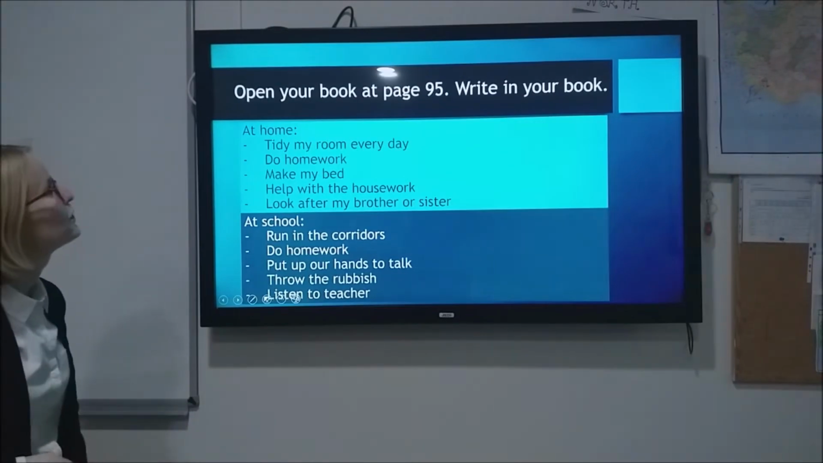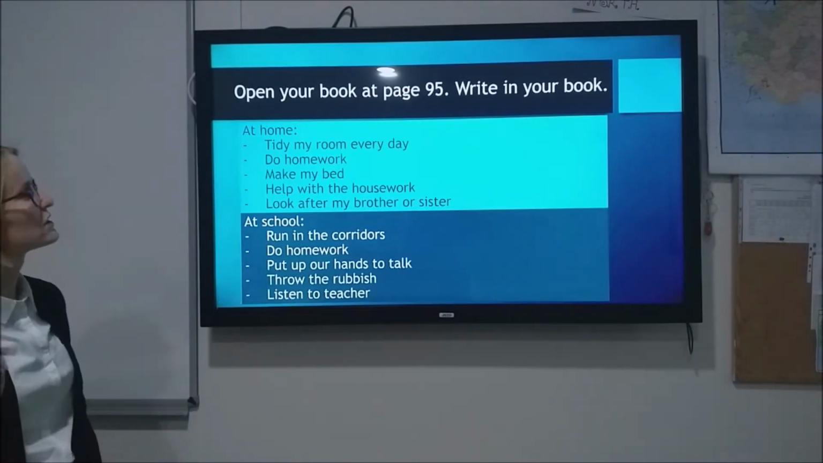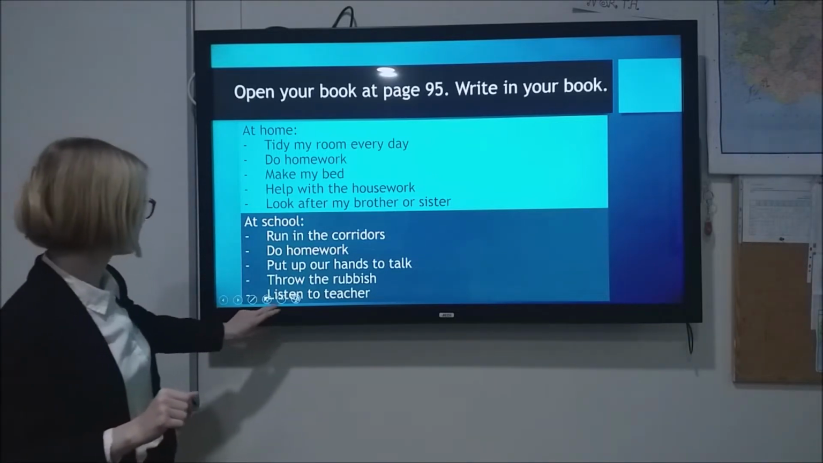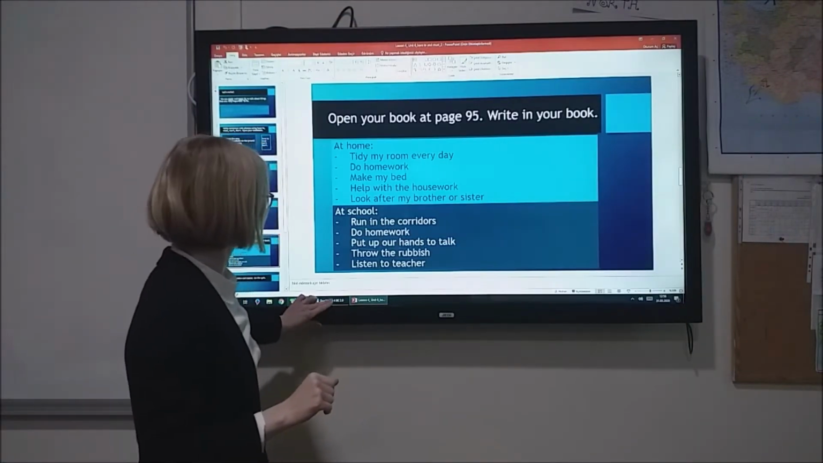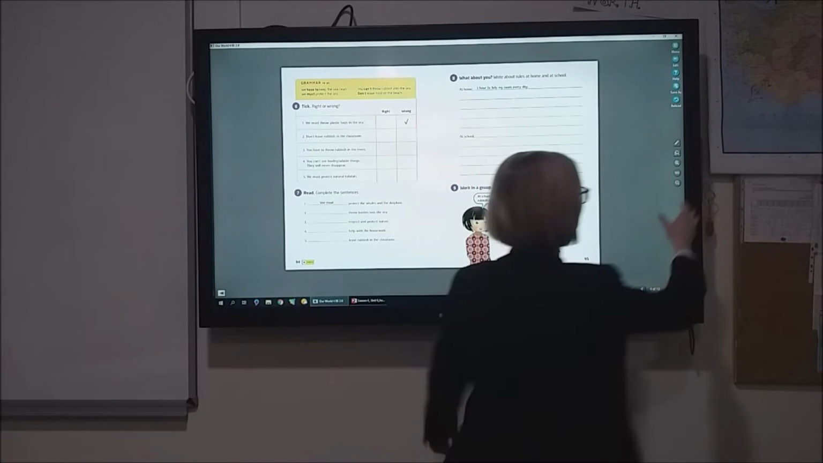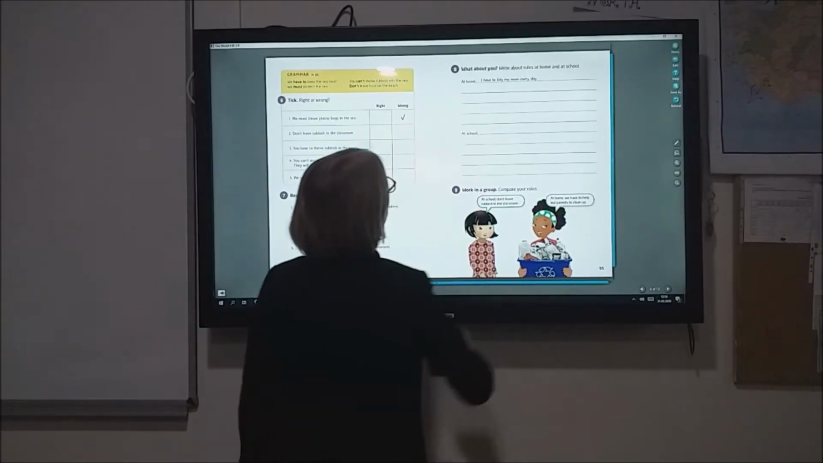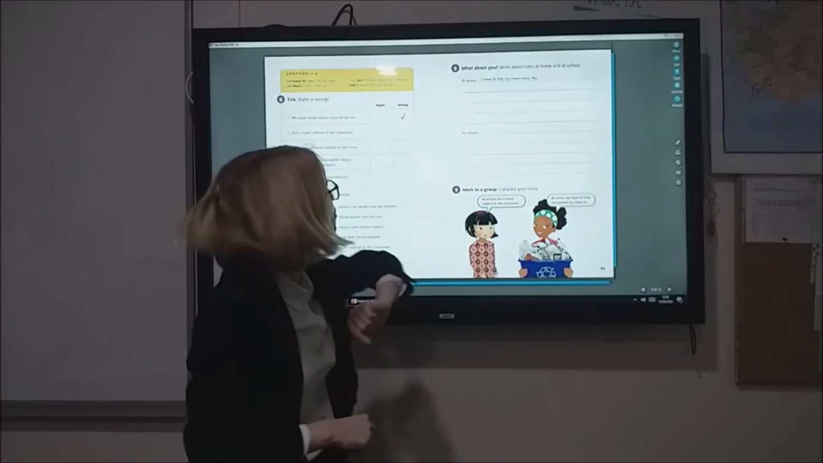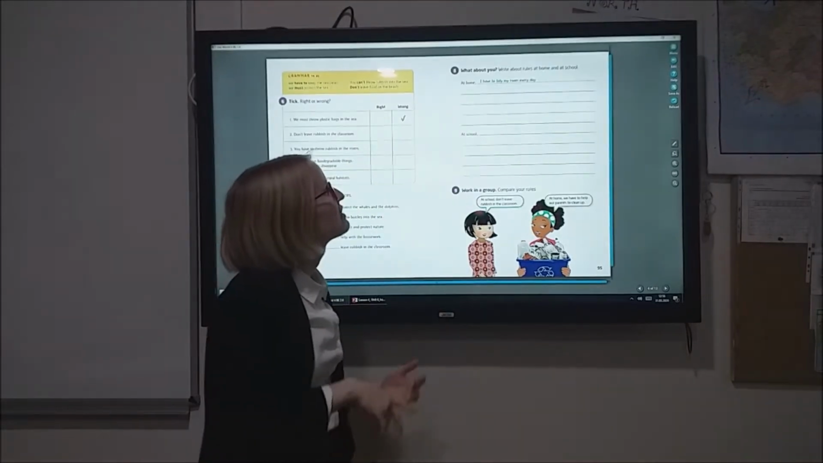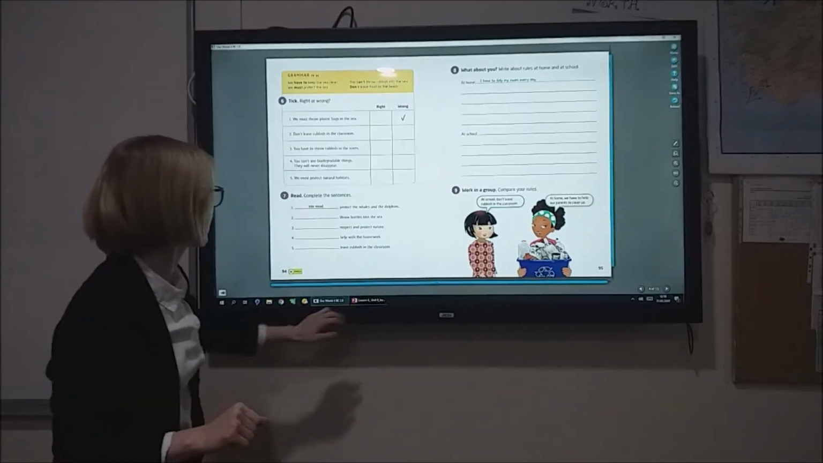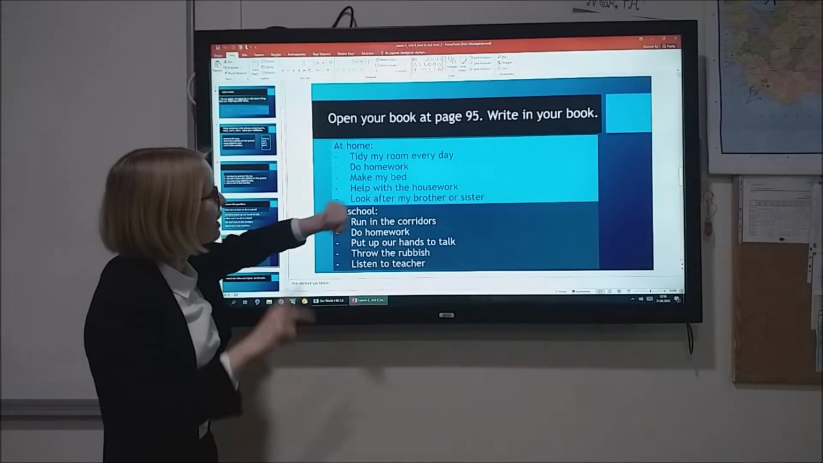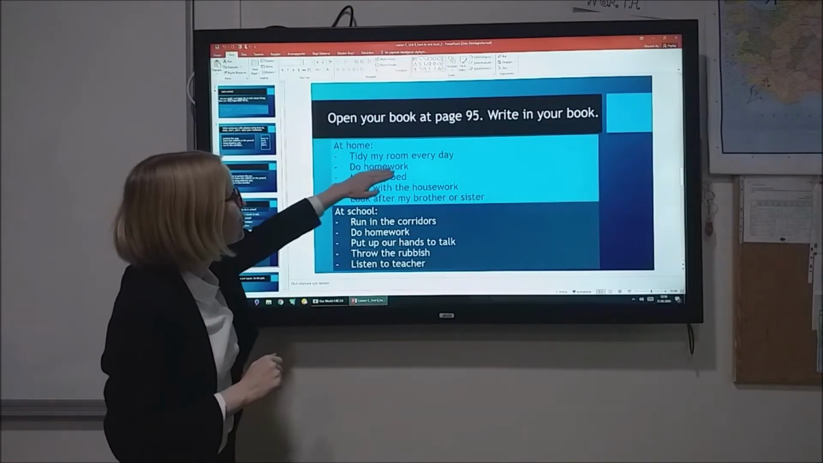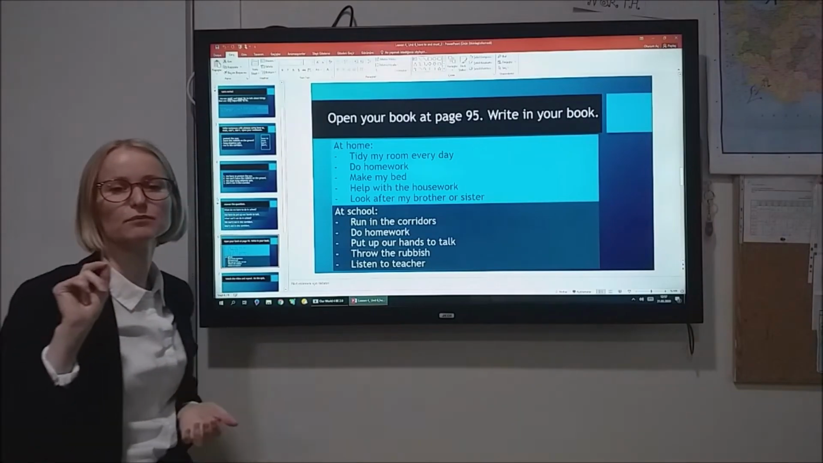Next, open your book, Our World Students book at page 95. Write in your book. Page 95, Activity 8. Now, write about rules at home and at school. For example, at home, I have to tidy my room every day. More examples. I must do homework. Writing in your books now.